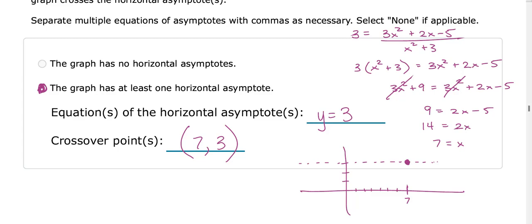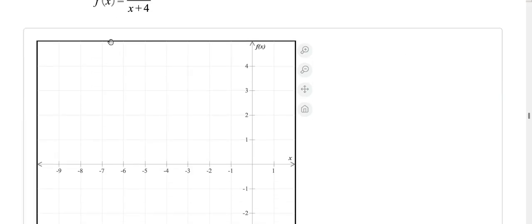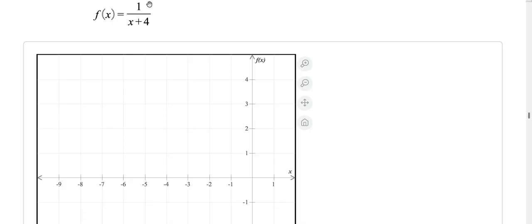Number 18, graph the function by using transformations of the graph y equals 1 over x. Plot all necessary asymptotes. For the vertical asymptotes, make sure there are at least 2 points on each side. So you have the function y equals 1 over x plus 4. It looks like y equals 1 over x, which is this graph. But it's been shifted. The x plus 4 means that it goes to the left 4 units.